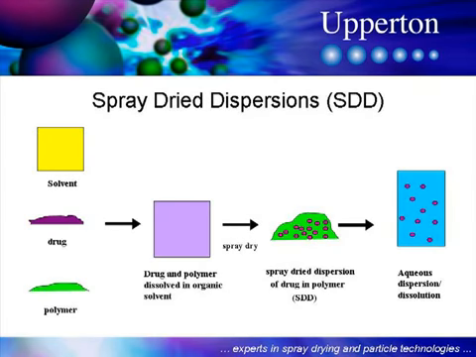Here's a simple diagram showing you how the spray dried dispersion is created. We start with the poorly soluble drug and the polymer. Both of these are dissolved in an organic solvent to produce a drug polymer solution. This drug polymer solution is then spray dried, and the spray dried powder consists of a spray dried dispersion of the drug mixed intimately with the polymer.